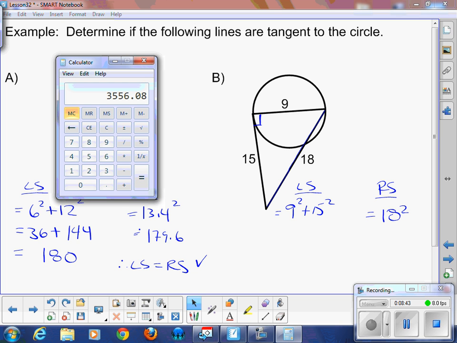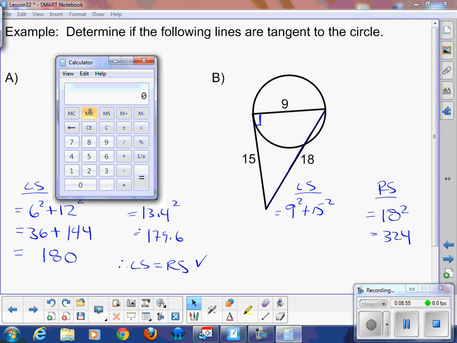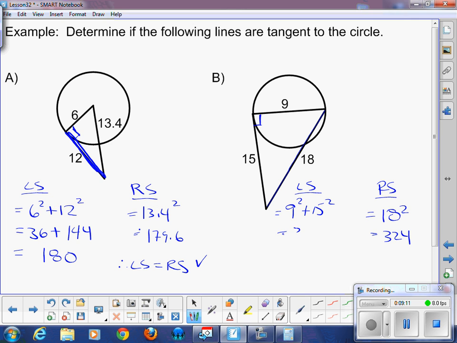So 18 times 18, 324. And on the other one, 9 squared, which is 81, plus 15 squared. Just double check that. No, not even close. Didn't do it in the right order of operations. 306. Either way, left side not equal to right side.